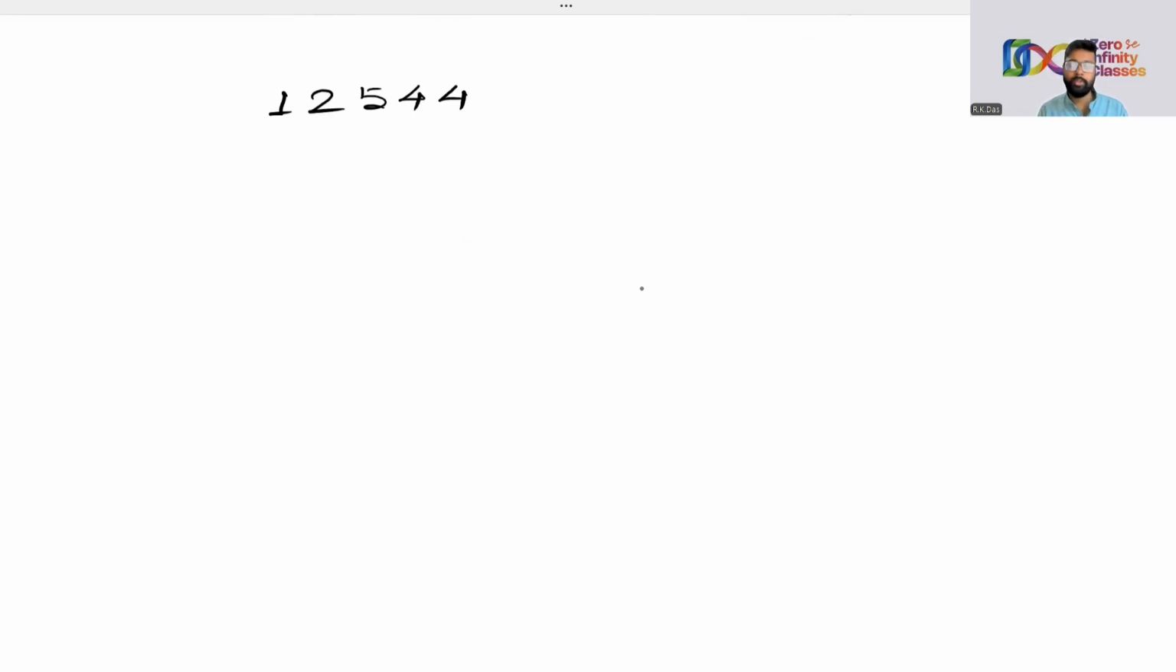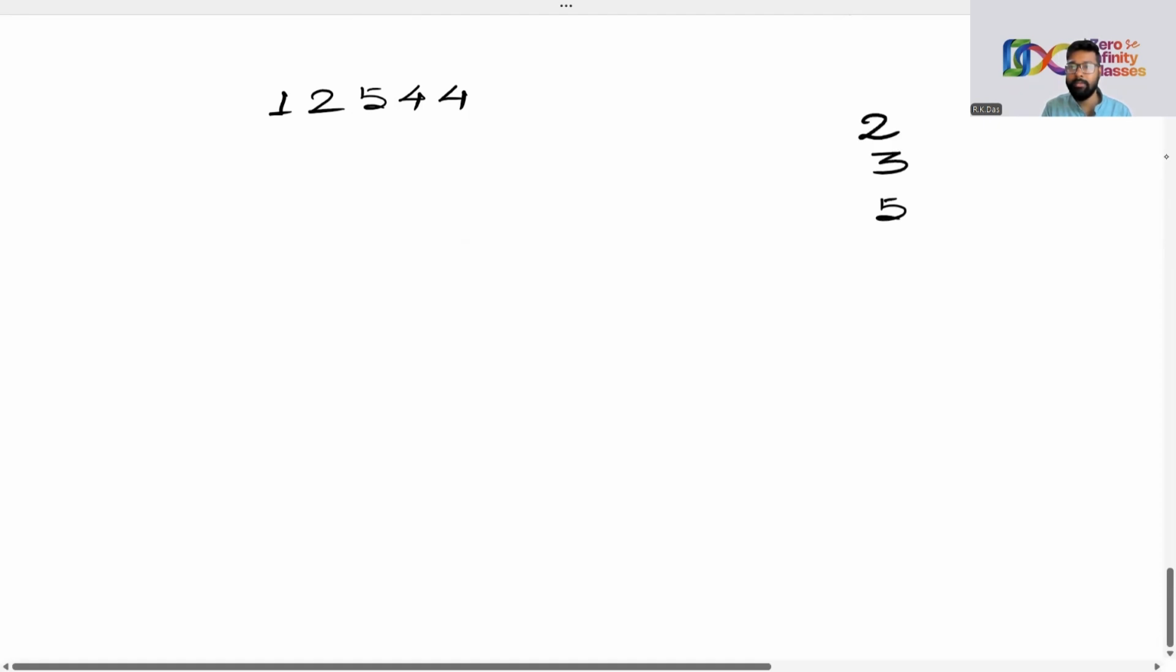One thing I would like to clarify with you. For doing prime factorization, we must know what a prime number is and we must know the divisibility rules. A prime number is a number which has only two factors, one and the number itself. So 2, 3, 5, 7, 11, 13, all these are prime numbers. And 1 is neither prime nor composite.